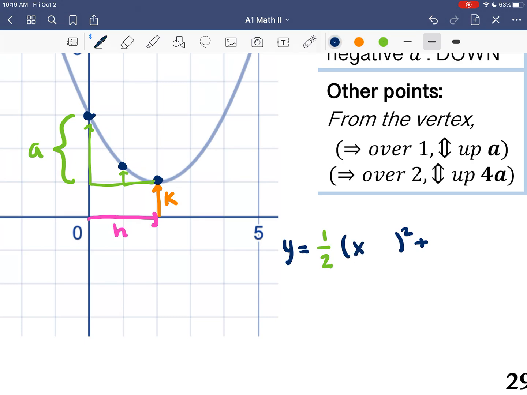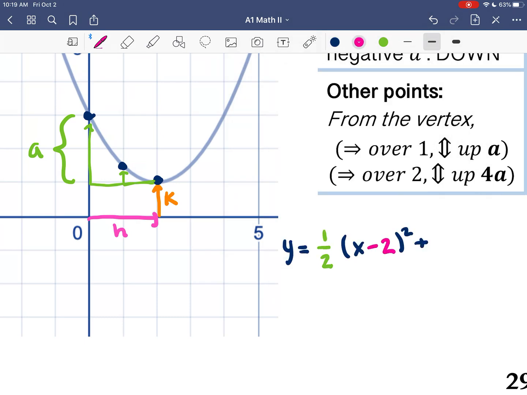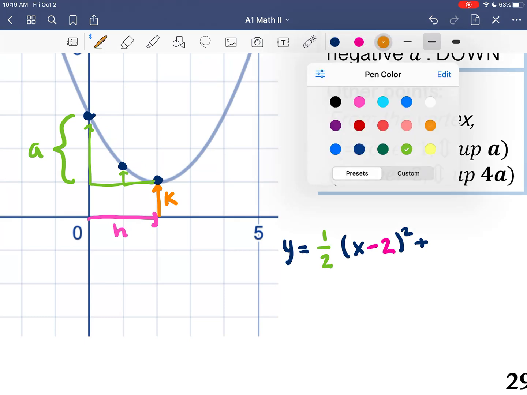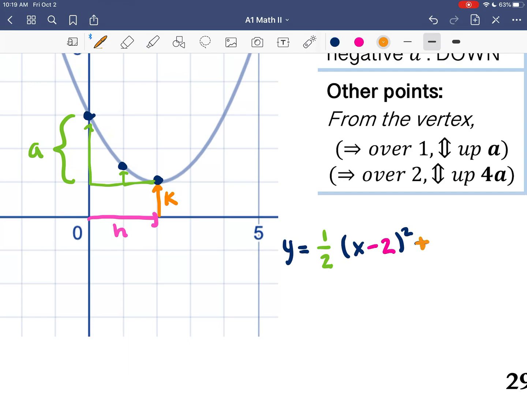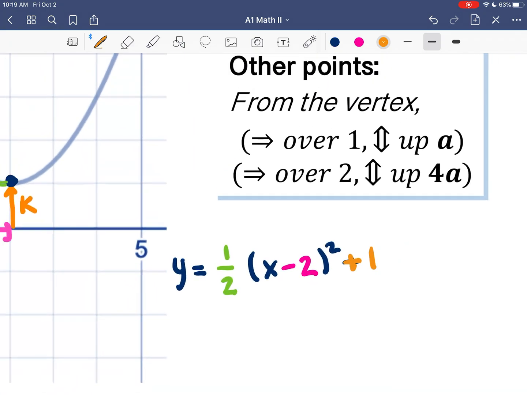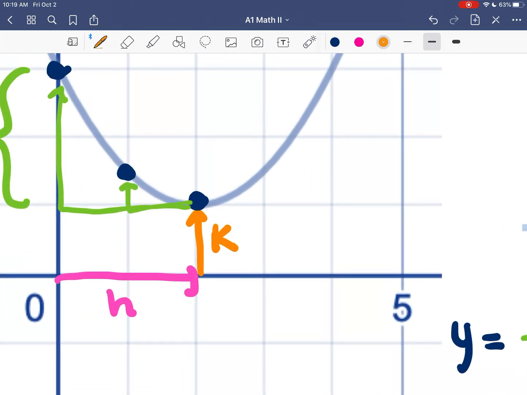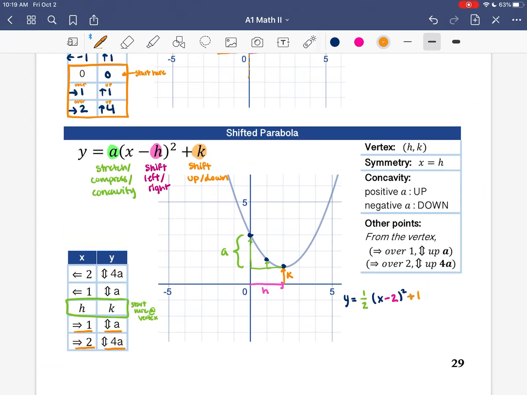And then we have x, and we moved it 2 to the right, which makes you feel like it should be +2, but really it's -2 because that's the opposite sign. And then up 1, which is a +1. So this specific function that's graphed here is actually 1/2 compressed, right? And then it's at +2, +1, which gives it that vertex right there, over 2 up 1.